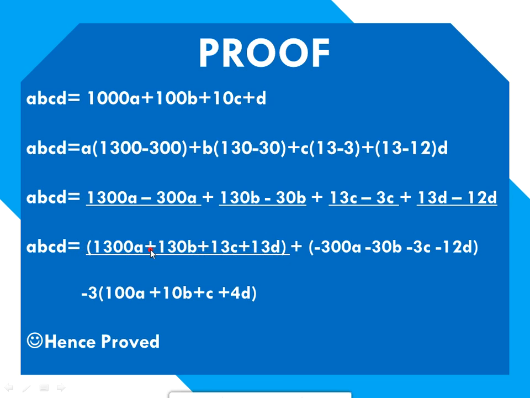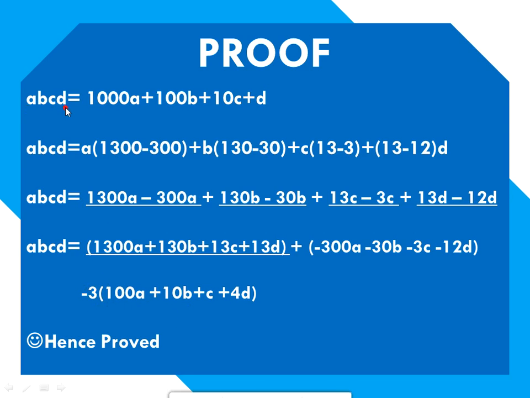So now we know that this whole term is divisible by 13. The only thing we have to check is minus 300A minus 30B minus 3C minus 12D. You can see how I got that 12D: I wrote D as 13 minus 12 times D. I have grouped all the 13 terms and got the remaining terms. Now I have taken common minus 3, so I am left with minus 3 times 100A plus 10B plus C plus 4D. Now we know that minus 3 is not divisible by 13, so the only thing we have to check is 100A plus 10B plus C plus 4D.